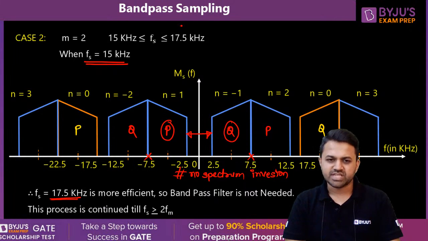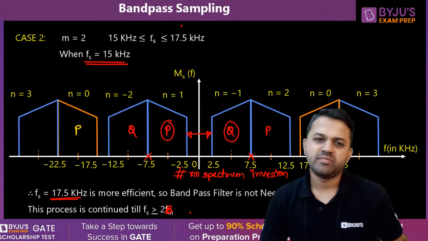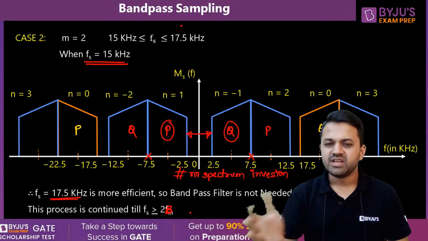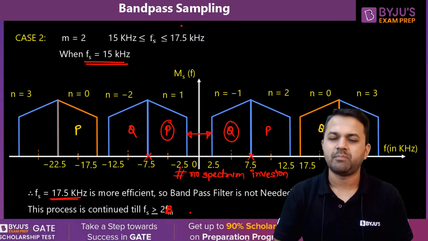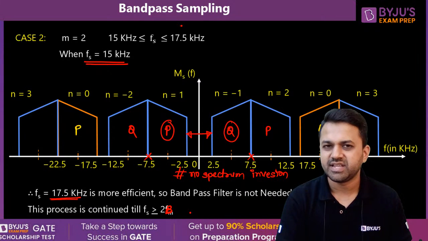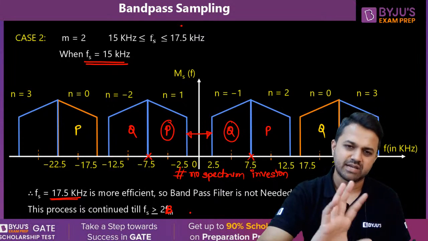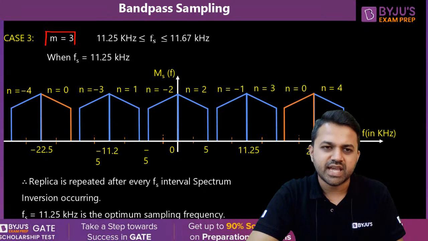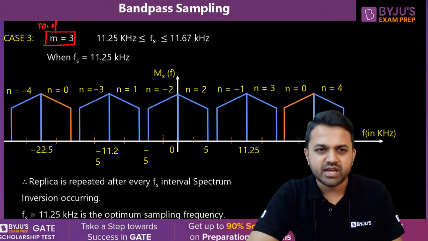So this process is continued till Fs is greater than 2B, it should be 2B. Because I have substituted m equal to 1, m equal to 2, now m equal to 3, m equal to 4. Such a long process we cannot apply in the examination. We are learning the concept, but this cannot be done in the examination. What we have to do in the exam, I will tell you. Now after this, when I substitute m equal to 3, obviously the number of replicas will be 3.